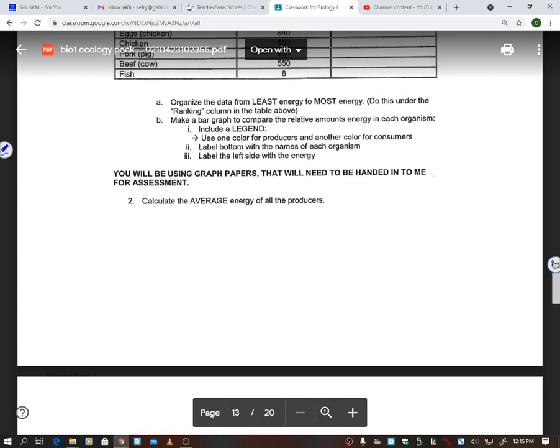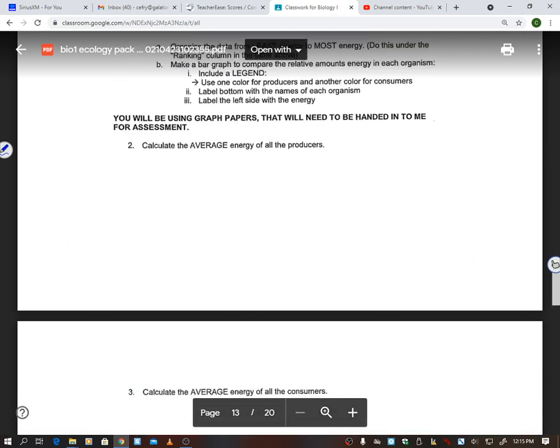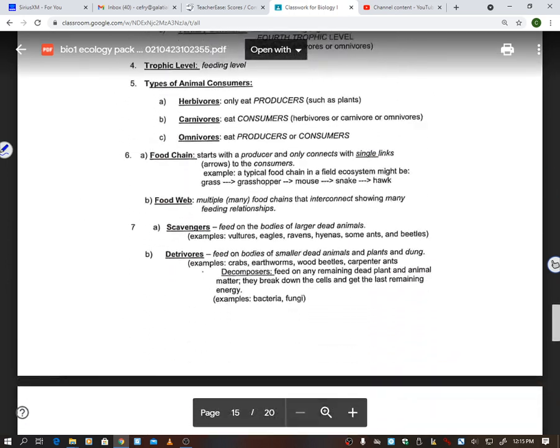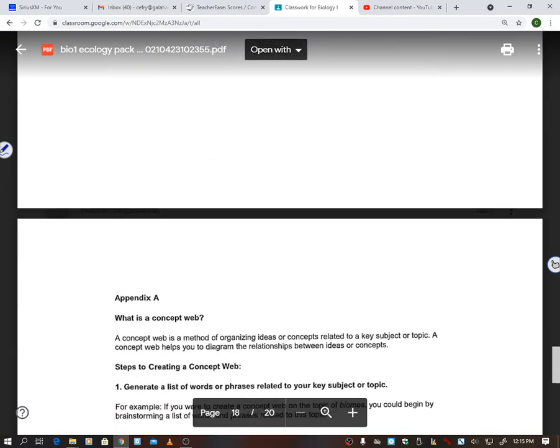All right. This was organizing the data from least energy to most energy. You're ranking them. And then you're calculating averages, all that. So, I mean, that's about where I'll end with them. There's this glossary of words.